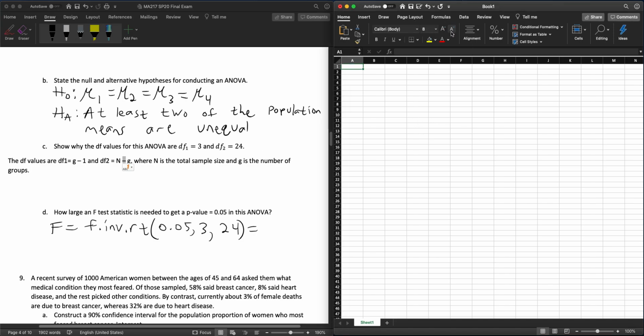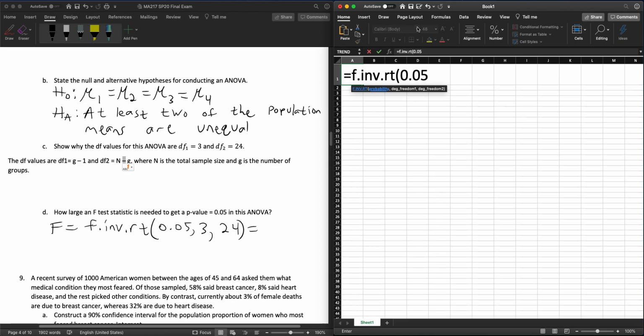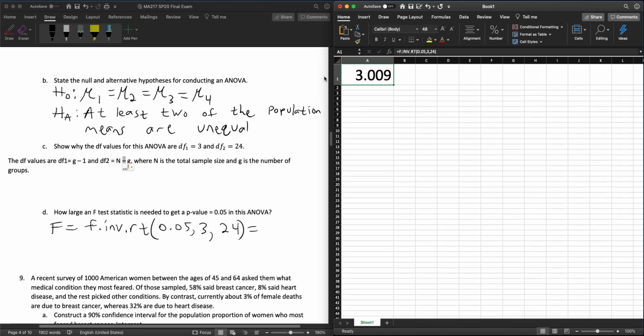Let me just make this a bit bigger. So equals F.INV.RT of 0.05, 3, and 24. This gives us 3.01 when rounded, for that F statistic.